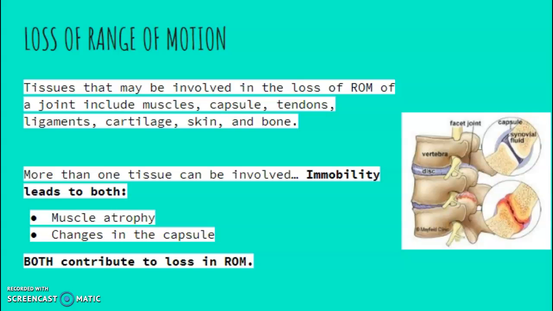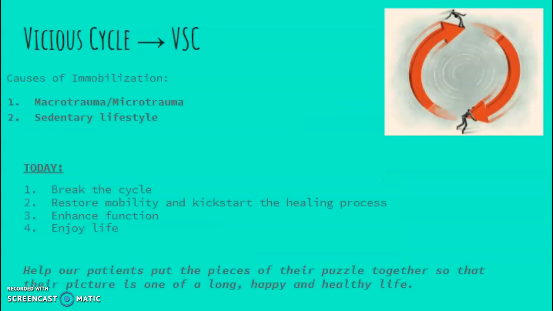And immobility-induced contractures, the capsule surrounding the joint contributes to the limitation of range of motion via capsular shortening, capsulitis, which is just the inflammation of that, or arthrofibrosis. So that's pictured right in here. So more than one tissue, of course, can be involved, and immobility leads to both muscle atrophy, which is the decrease in muscle, and changes in the capsule. And both of those, in turn, contribute to the loss of motion. So this starts to form the vicious cycle of the vertebral subluxation complex.